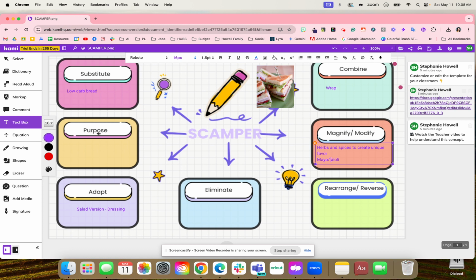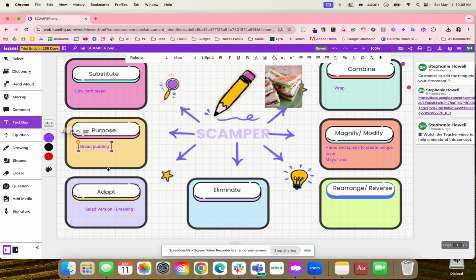Next, we have the P, which is the purpose. So we're thinking about how we can use this for another purpose. Maybe I take those ingredients in a sandwich and now use them in a bread pudding. I'm thinking of another purpose for this, where the bread pudding would have that cubed bread. It would have my cheese, those meats and vegetables.